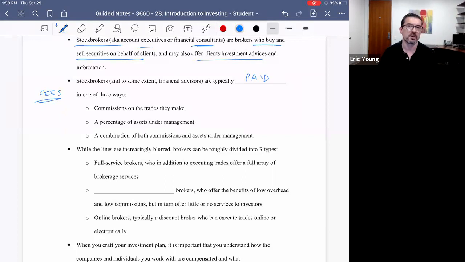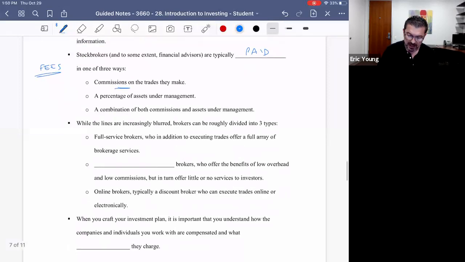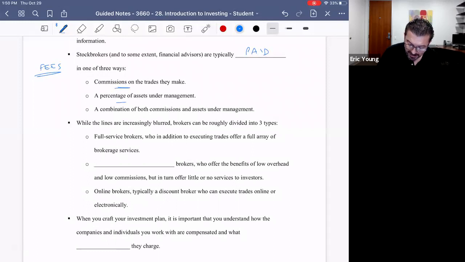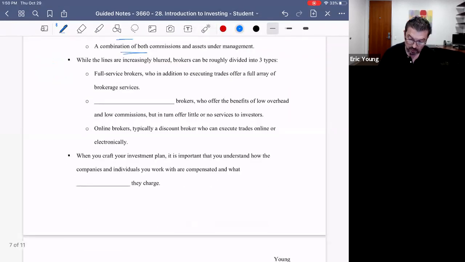And they're typically paid in one of three ways, although this is sort of changing now because of market competition and some of the technologies involved. But traditionally, stockbrokers make money on the commissions of the trades that they make, or as a percentage of the assets that they are managing for you, or as a combination of both of those. It's worth noting that anytime a broker is getting paid on commission, there may be a broken incentive structure, because if a broker is getting paid on commissions, then clearly it's in that broker's interest to trade often.